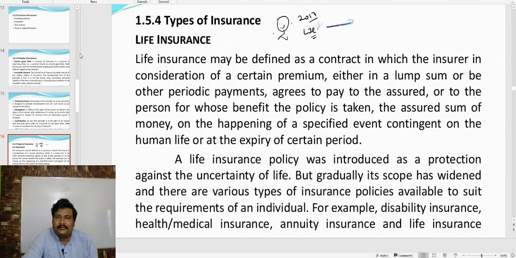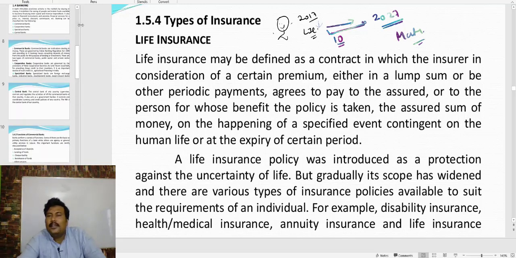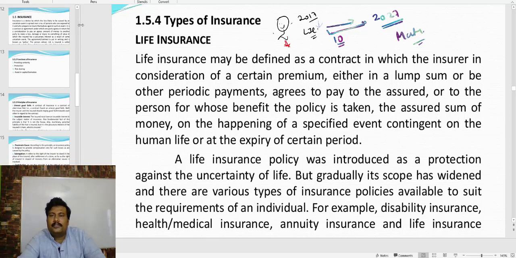Now, children, suppose the person takes the insurance for 10 years, so 2027 is the maturity date. In this period, if the person gets into an accident, dies, or anything happens, who will receive the payment? The nominee, the representative of this person, will receive the LIC amount as per the terms and conditions. The nominee can be a wife, son, daughter, mother, or sister, whomever the person has made a nominee.